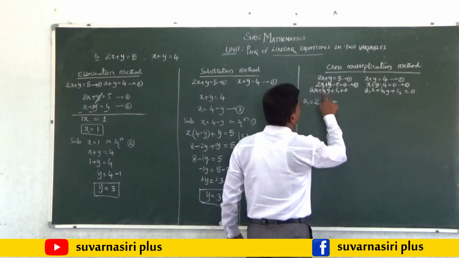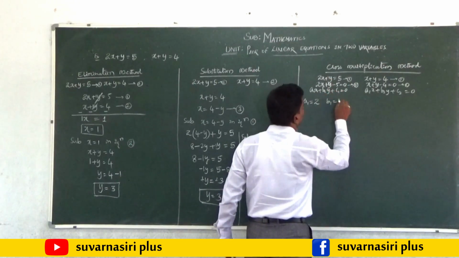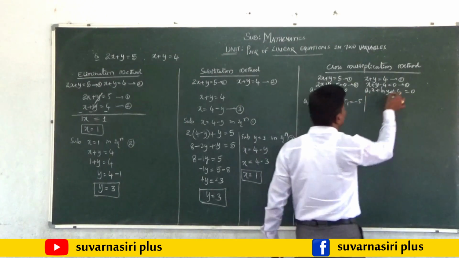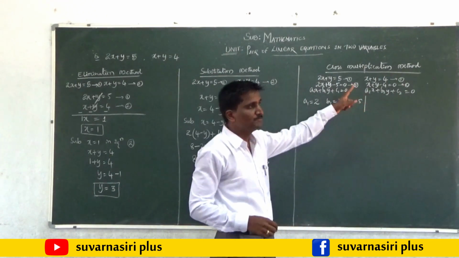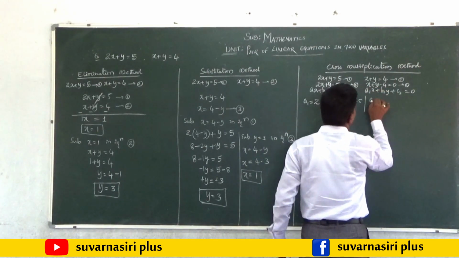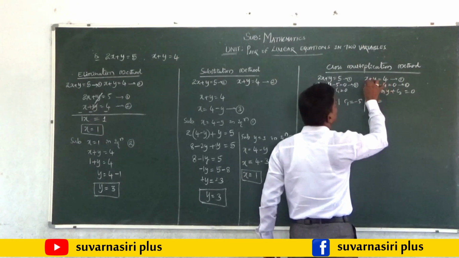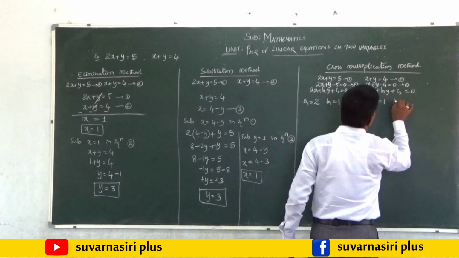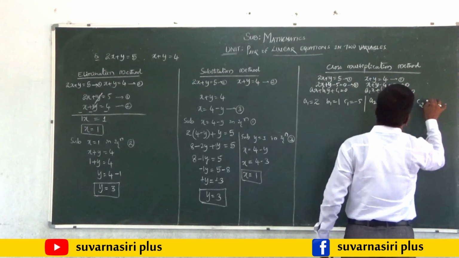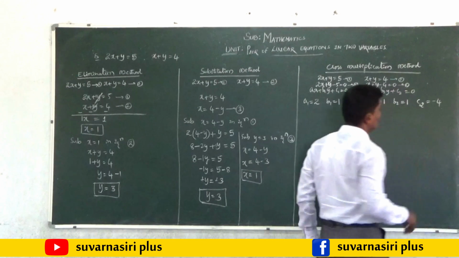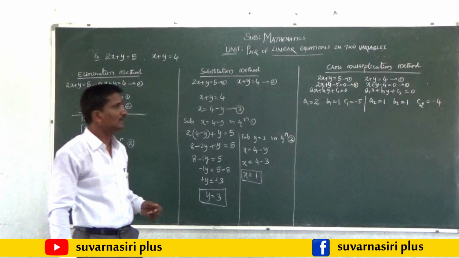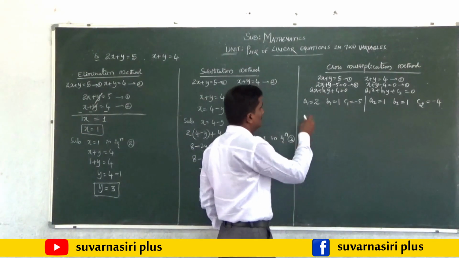b1 is equal to 1 and c1 is equal to minus 5. Again, from the second equation, you can write the x and y variable coefficients. Coefficient of x, a2, is equal to 1. b2 is again 1. c2 is equal to minus 4.